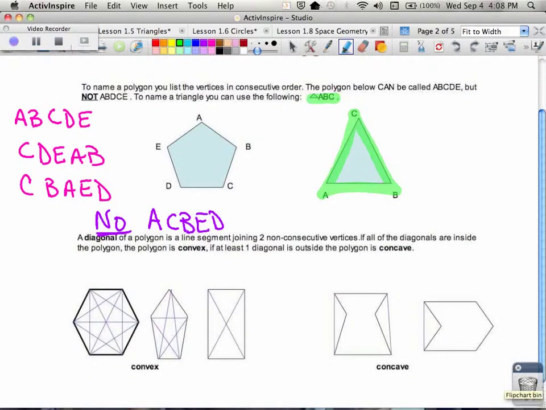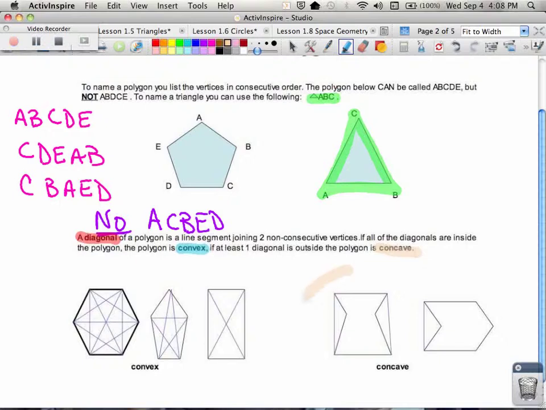Down below the naming of these polygons, you need to know the definition of what they call a diagonal. A diagonal of a polygon is a line segment that joins two non-consecutive, which means not in a row, vertices. If all of the diagonals are inside of the polygon, it's called convex. If even one diagonal is outside, it is called concave.